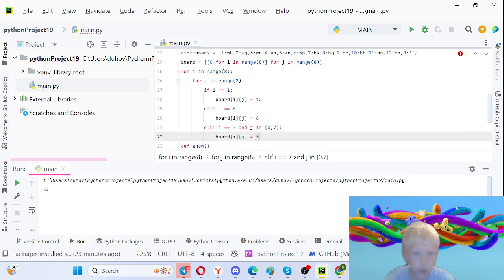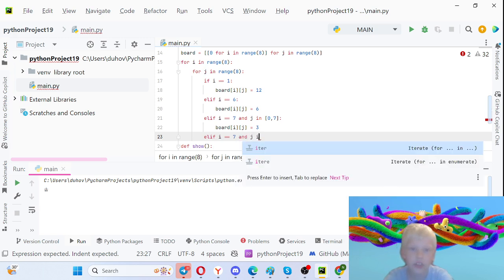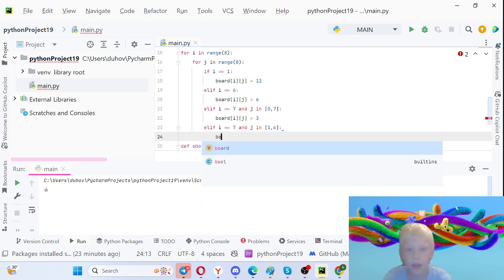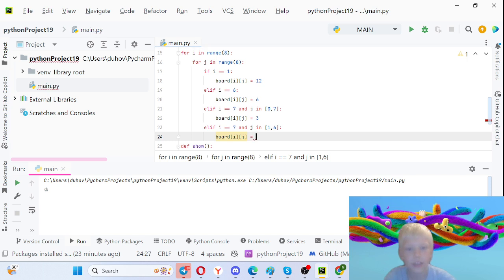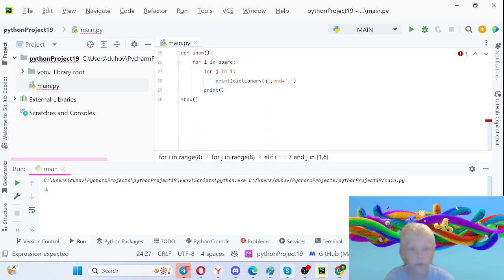But 3. And if i equals 7 and j in 1, 6, that means that there must be a knight there. White knight. 5.